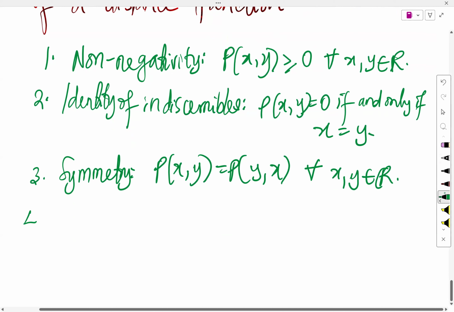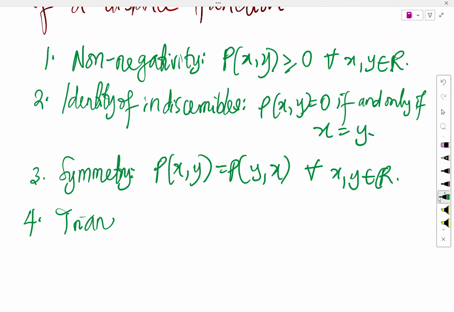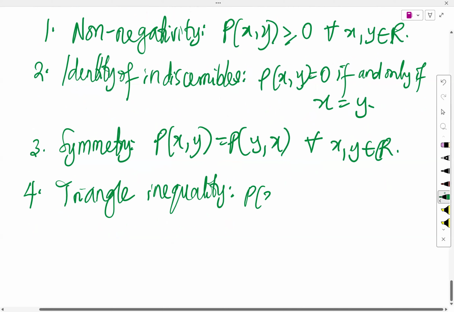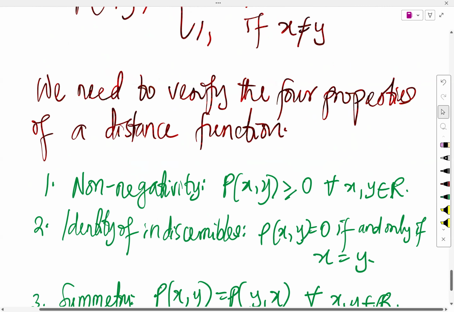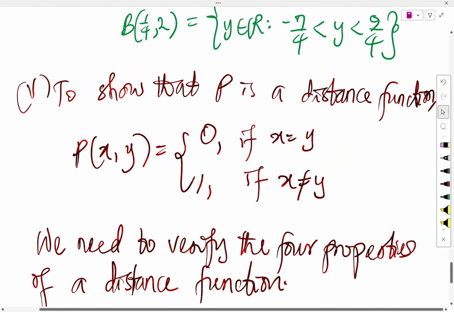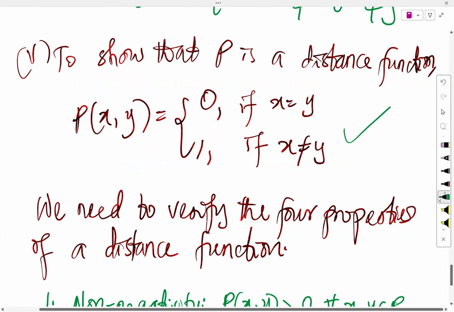And finally, number 4, we have the triangle inequality. So triangle inequality is just like going straight to a place takes you less time than going to somewhere halfway and then going from that somewhere halfway to the place. That's the kind of idea this portrays, right? So triangle inequality simply tells us that P of x comma z is always less than or equal to P of x y plus P of y z for all x, y, z belonging to the real number system. So those are the 4 properties of a distance function. So for us to show that, we need to show that all these 4 rules hold for this metric P that we've been given.